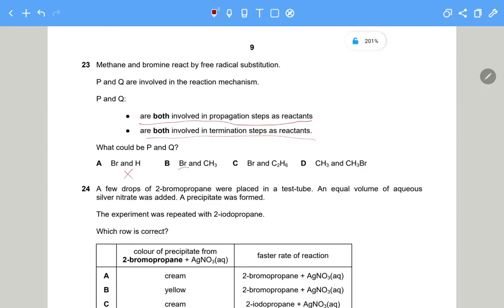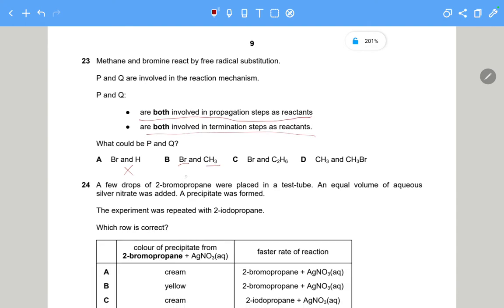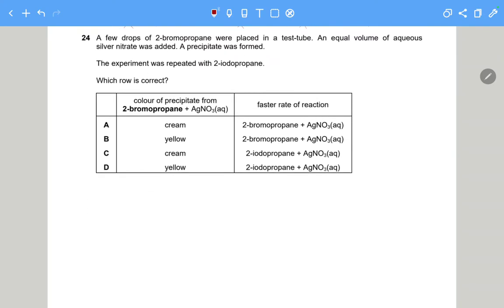Then option B, Br and CH3, yes, Br from the bromine, CH3 from the methane, so a plausible answer. Br and C2H6, again, this is not a propagation step. The C2H6 is not really a reactant here, and the C2H6 is probably a product of two CH3 radicals joining together, so unlikely. And then D, CH3 and CH3Br, again, this is not a reactant, this is one of the products, so it cannot be the answer. Answer is B.